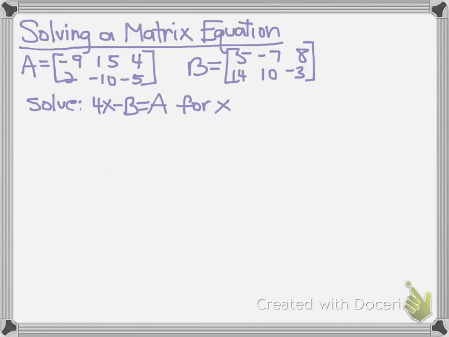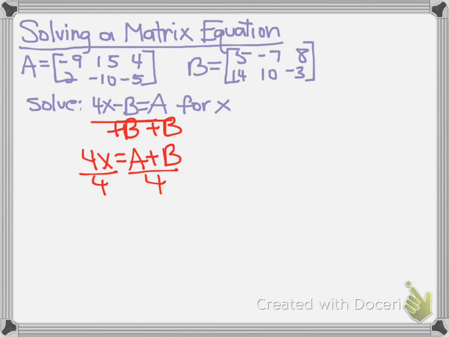Almost done. Solving a matrix equation. This is it. We're going to wrap it up here. If you have two matrices of the same dimensions, and then you're given an equation like 4x minus b equals a, and you need to solve for x, you are literally going to solve for x. So I'm going to get this x by itself, so I'm going to add b to both sides. And I'm left with 4x equal to a plus b. And now I'm going to divide both sides by 4.